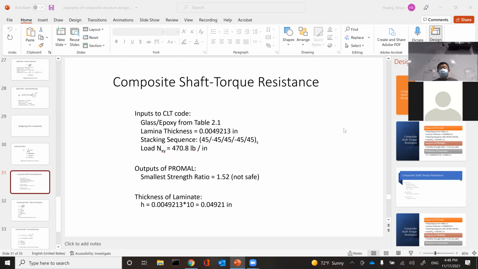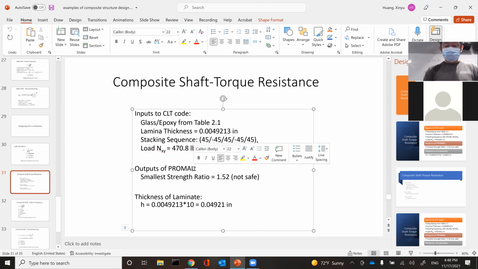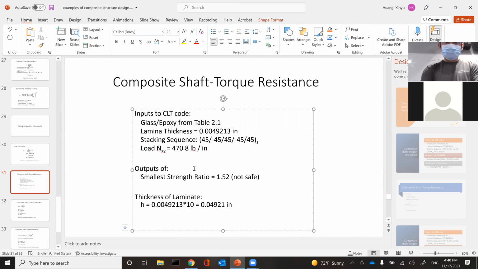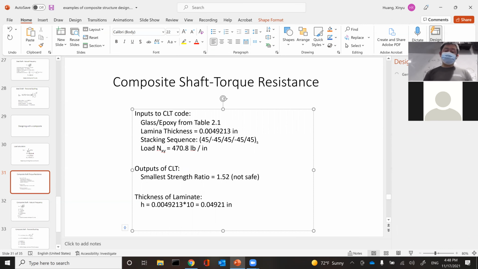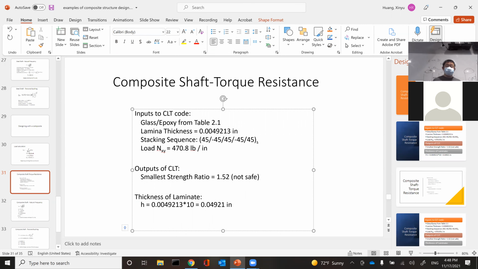And then once you have this, you can calculate using a CLT code. In Carl's book, he named that code PROMAL. That's his CLT code, but you wrote your own code. This is basically your CLT code. You can use your CLT code to see how strong that thing is. Under this shear load, what is the stress? How does it compare to the material strength? Your CLT code should tell you that.